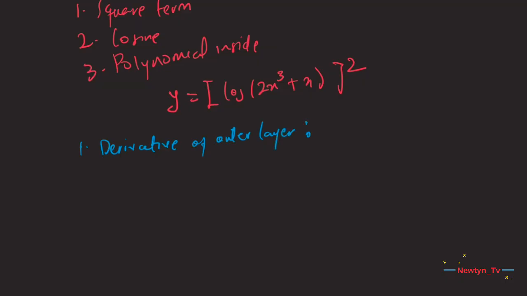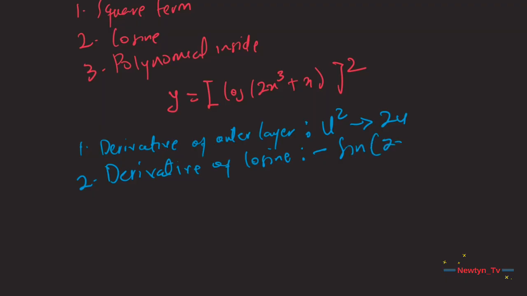which is u squared, and its derivative will be 2u, right? That's the first thing. Now the second thing here is the derivative of the cosine. So what is the derivative of the cosine? You can pause the video and try to figure that one out. And that one will be negative sine of 2x cubed plus x, right?